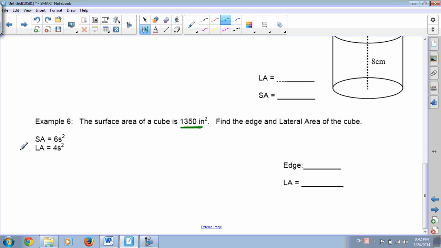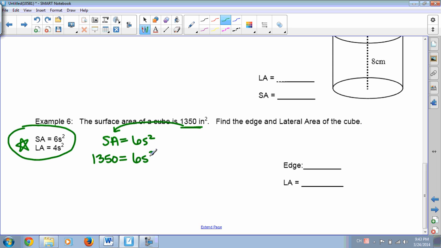There are also a couple of new formulas right over here you're going to need to acknowledge. They are not on your formula chart, but I will give them to you whenever you need to use them, like this question. The surface area of a cube is 1350, and it tells us right here that the total surface area of a cube is 6s squared. So I'm going to plug in the fact that the surface area is 1350. So 1350 is equal to 6s squared. Now I'm working backwards to find out what s is. To get s by itself, first I'm going to divide by 6 on both sides.